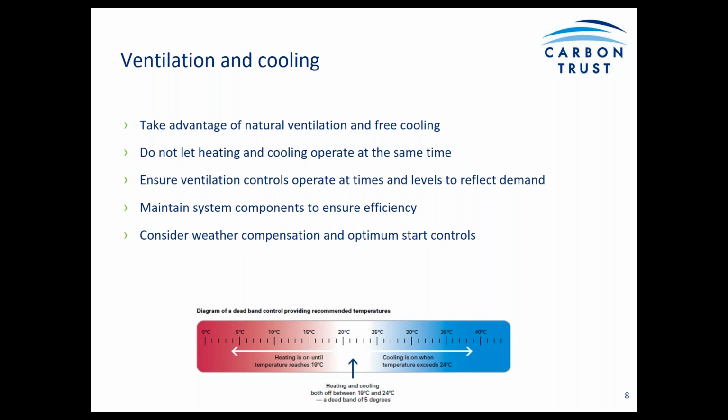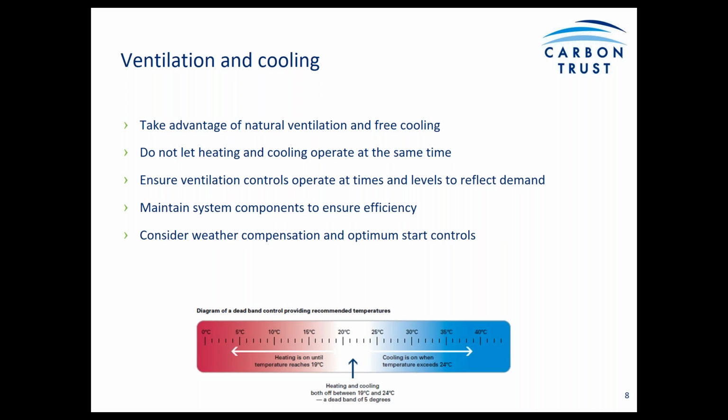Ensure ventilation controls operate at times and levels to reflect demand. Ventilation requirements may vary at different times and in different parts of the building throughout the day. So check that operating times for ventilation and cooling systems are consistent with the occupancy patterns within the building, unless ventilation is being used, say, to provide cooling overnight, or particularly in heritage buildings. Sometimes this is actually part of the building conservation strategy.